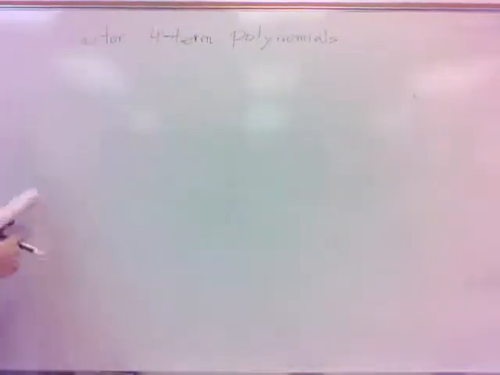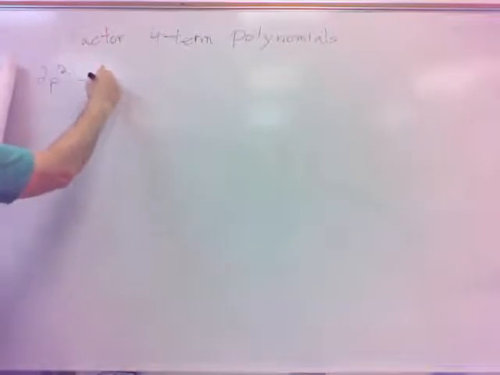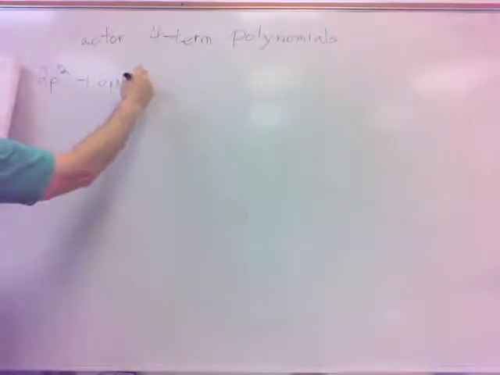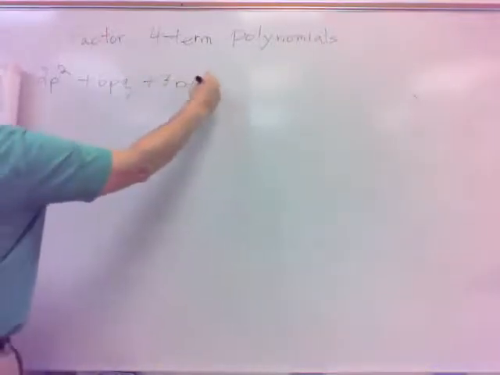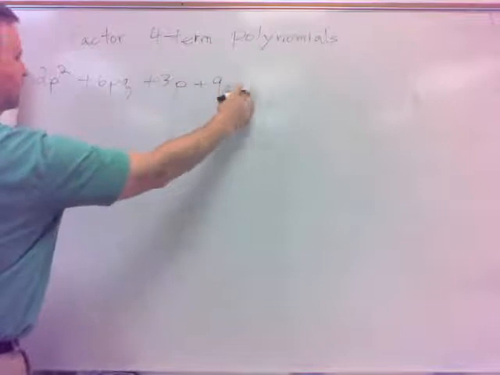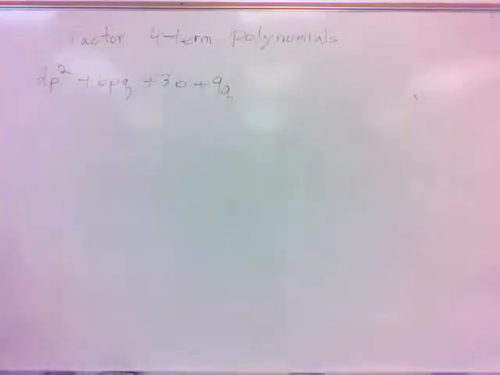All right, what about this one? 2p squared plus 6pq plus 3p plus 9q. So again, this strategy is good for the 4 terms. I've got 4 terms there. So let's group them 2 and 2.